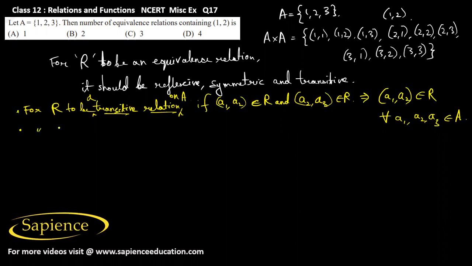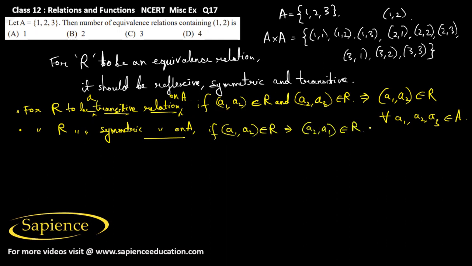Then for R to be a symmetric relation on the set A, if (a1, a2) belongs to the relation R, then this also implies that (a2, a1) should also belong to the relation R for all a1, a2 belonging to the set A. So then we can say that R is a symmetric relation on the set A.